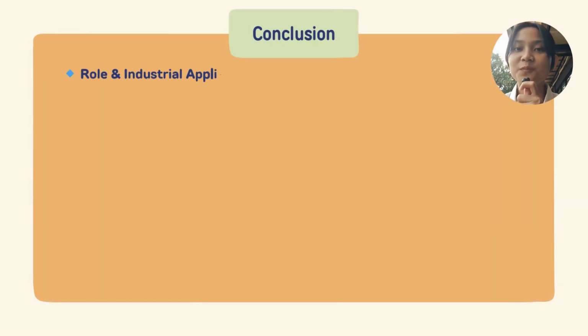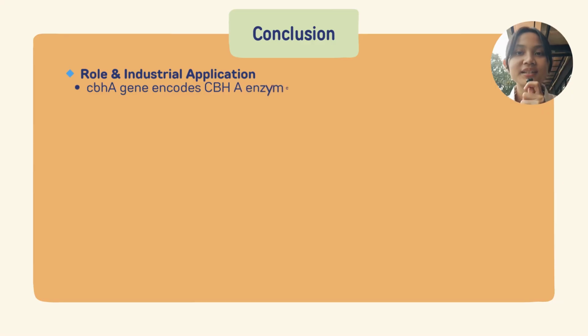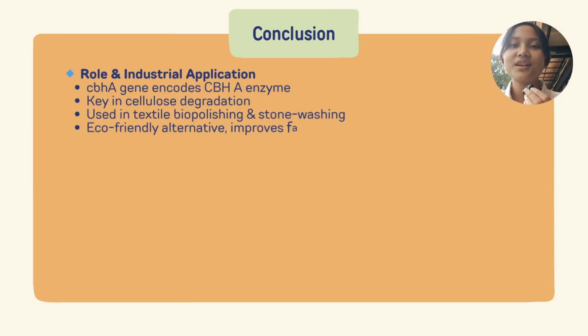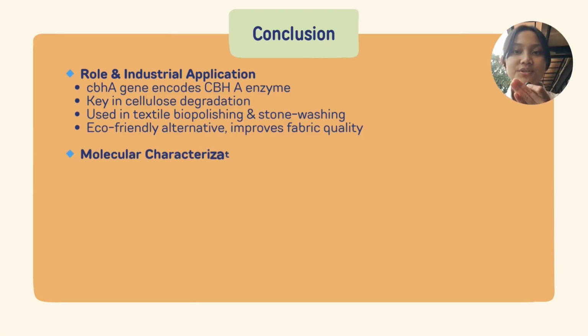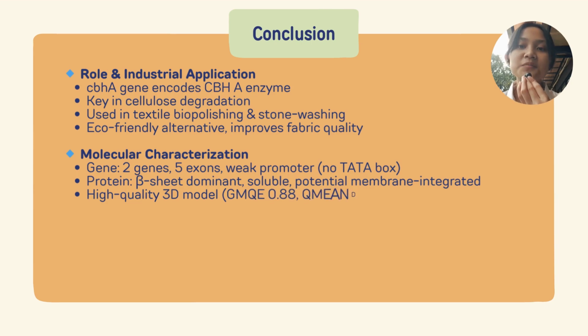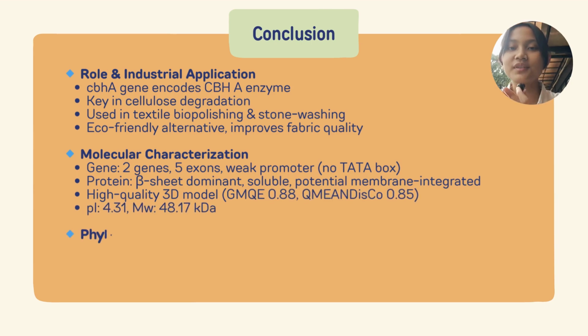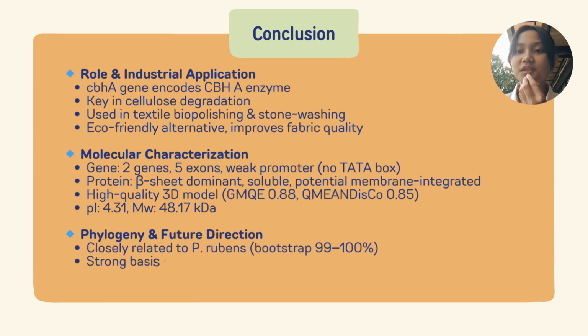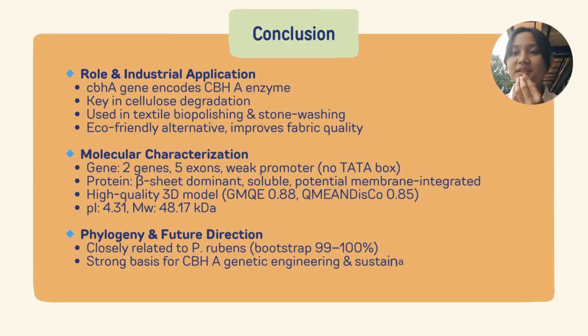In summary, the cbhA gene from Penicillium chrysogenum encodes cellulase A, an enzyme vital for cellulose degradation with promising application in textile biopolishing and stone washing, offering a more sustainable alternative to harsh chemicals. Molecular analysis revealed 2 genes, 5 exons, and a weak promoter, suggesting the need for promoter engineering. The protein is beta sheet dominant, soluble, possibly membrane integrated, with a high-quality 3D structure, pI 4.31 and MW 48.17 kDa. Phylogenetic analysis confirms its close relation to P. rubens, bootstrap 99 to 100%. This research forms a solid basis for optimizing cbhA through genetic engineering for greener industrial use.